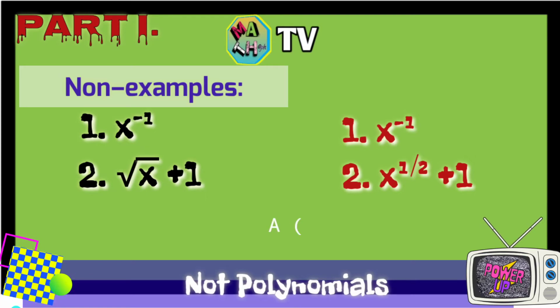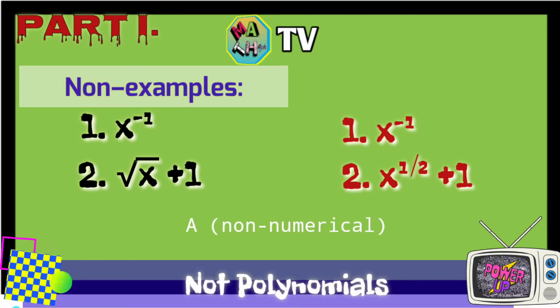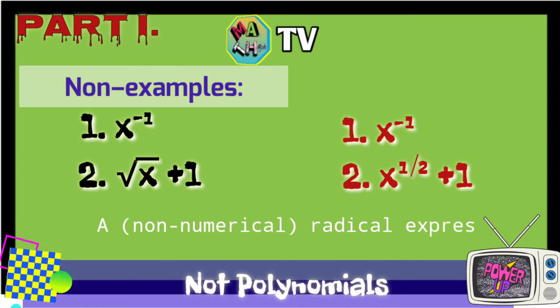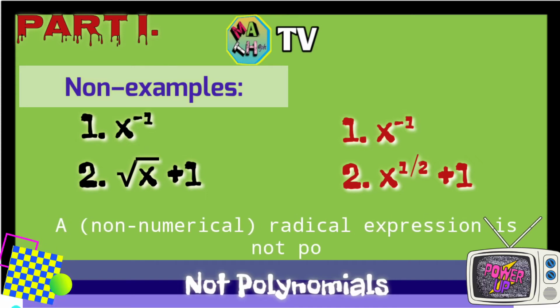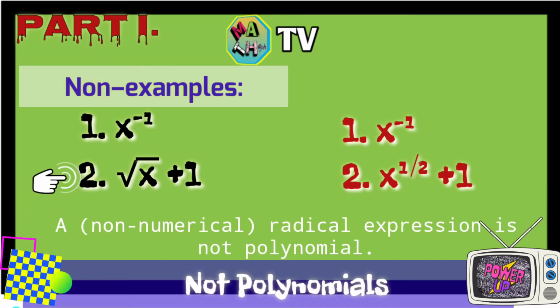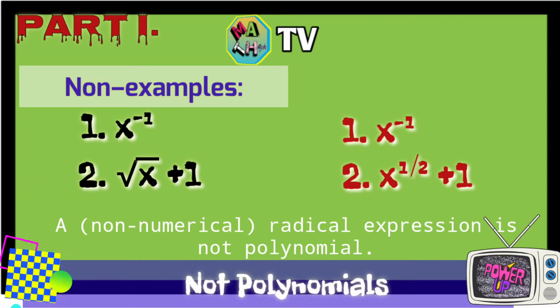As a general rule, if an algebraic expression has a radical in it, just like the example, square root of x plus 1, then it is not a polynomial.